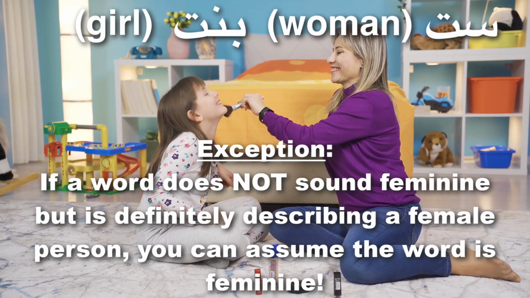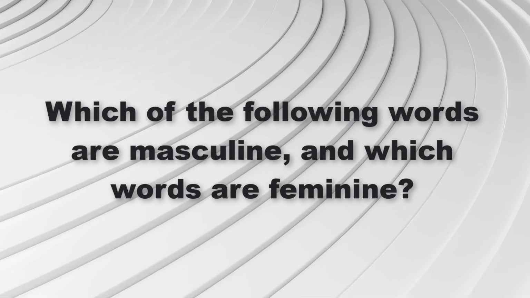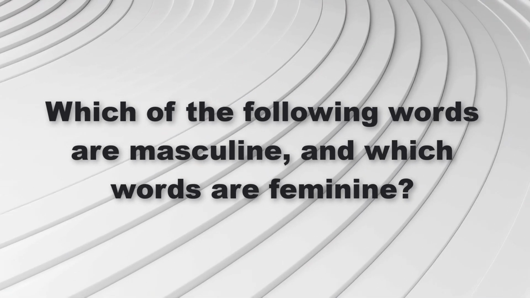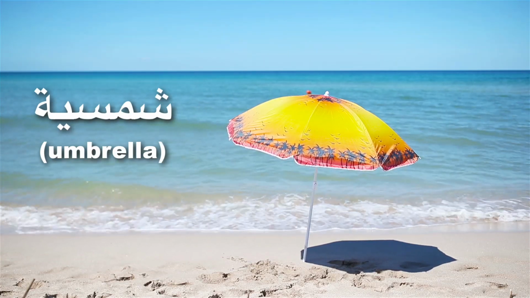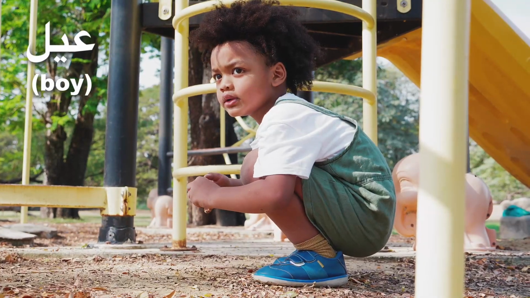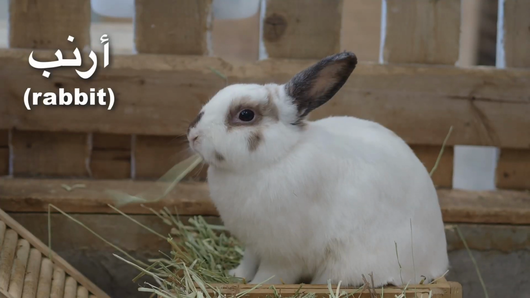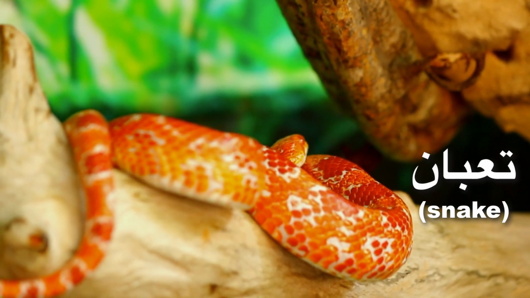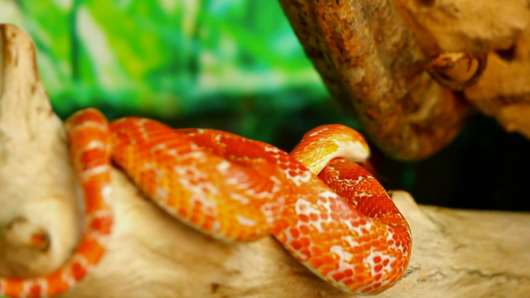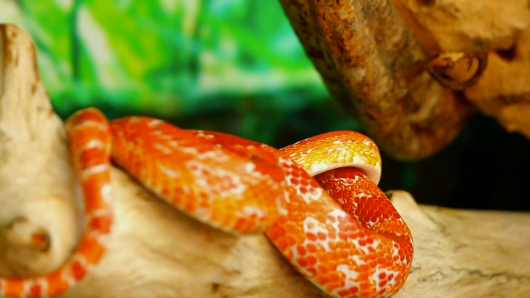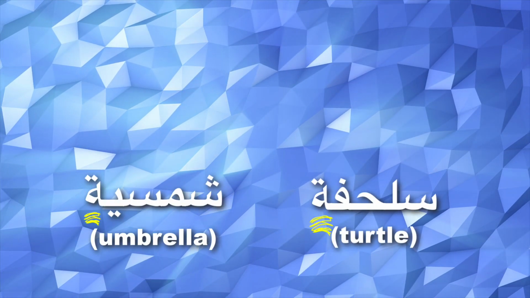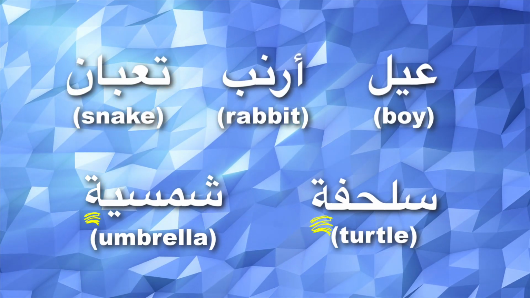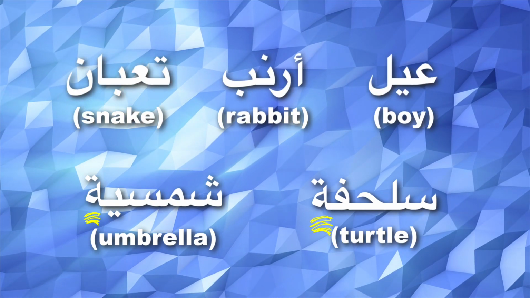Those words don't sound feminine, but they are feminine, and we can assume that they are because they're talking about a female person. Now I'm going to give you some examples, and you see if you can identify which of the following words are masculine and which are feminine. شمسية, عيل, سلحفة, أرنب, تعبان. Now, if you guessed that the following words are feminine, you are correct. شمسية, سلحفة. Because سلحفة and شمسية have an "a" on the end, we can assume they're feminine. And since none of the other words had an "a" sound on the end, we can assume they're masculine.